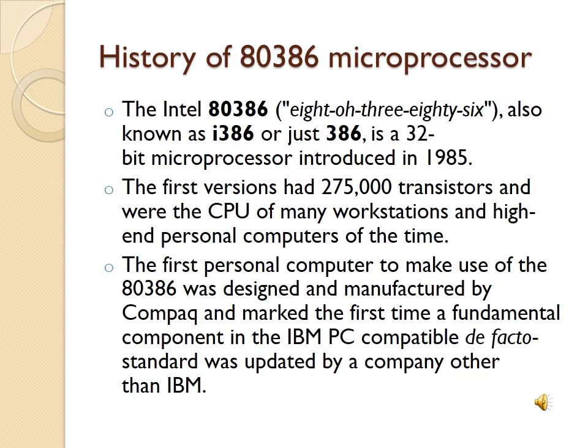History of 80386 microprocessor. The Intel 80386, also known as i386 or just 386, is a 32-bit microprocessor introduced in 1985. The first versions had 275,000 transistors and were the CPU of many workstations and high-end personal computers of the time. The first computer to make use of the 80386 was designed and manufactured by Compaq and marked the first time a fundamental component in the IBM PC compatible de facto standard was updated by a company other than IBM.